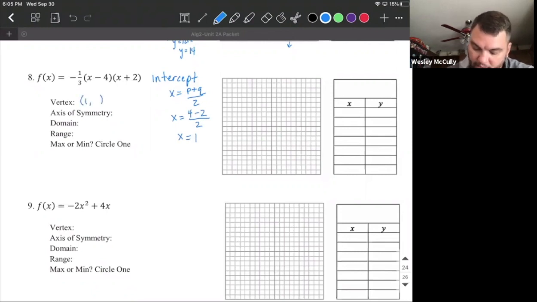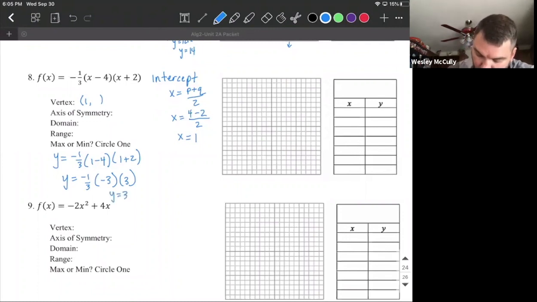Now to find the y value of the vertex, I take 1 and I plug it into the equation. Y equals negative 1/3 times 1 minus 4 times 1 plus 2. Y equals negative 1/3 times negative 3 times positive 3. Okay, negative 1/3 times negative 3 is positive 1, and positive 1 times 3 is 3. So y is equal to 3. So that is my vertex, 1, 3. That means the axis of symmetry is x equals 1.